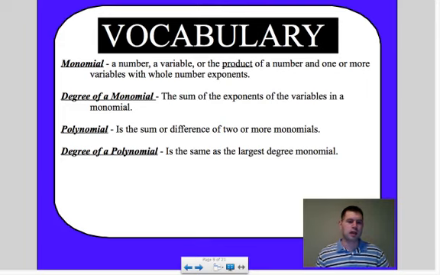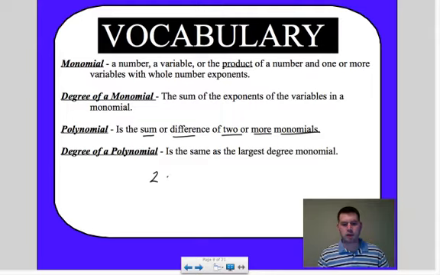Answer key. Okay, so let's talk about what a polynomial is. A polynomial is the sum or the difference of two or more monomials. This is where the addition and the subtraction come into play, but we're going to have two or more. So for instance, earlier we said 2 is a monomial. If I add x to that, that now makes it a polynomial. If I were to say 2x plus y cubed, that's also a polynomial.